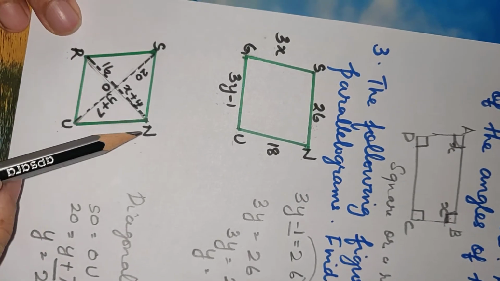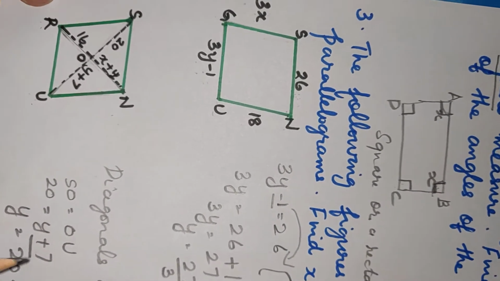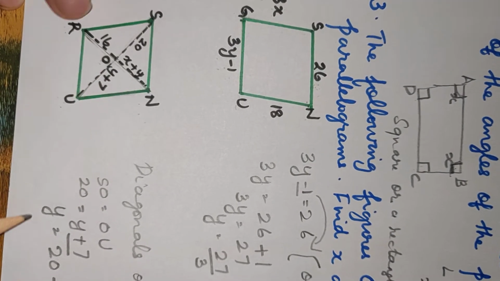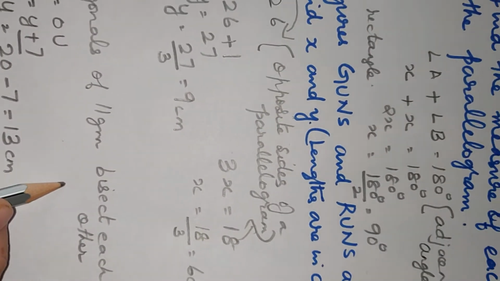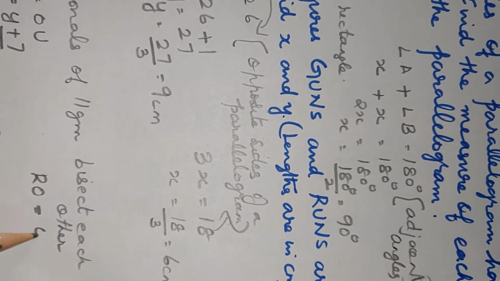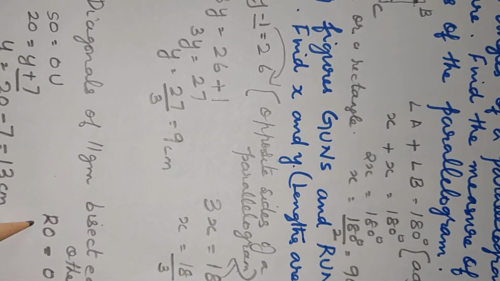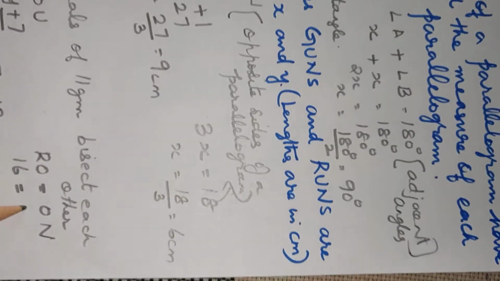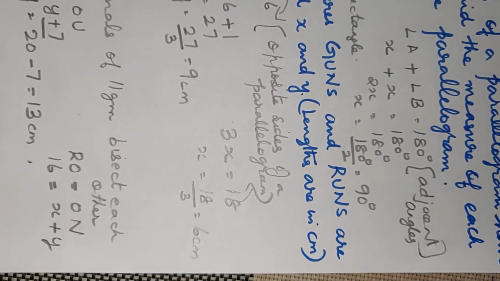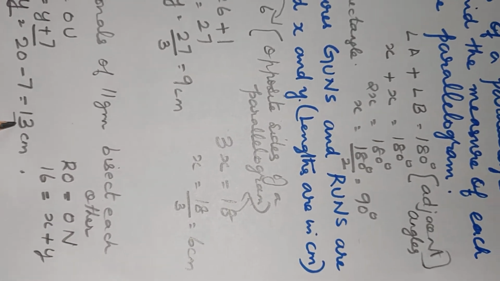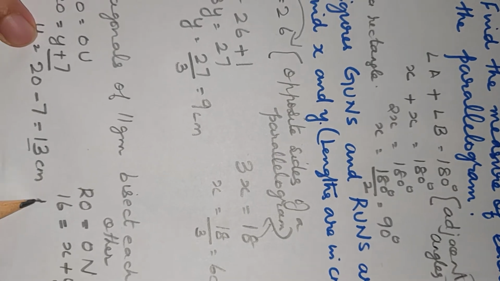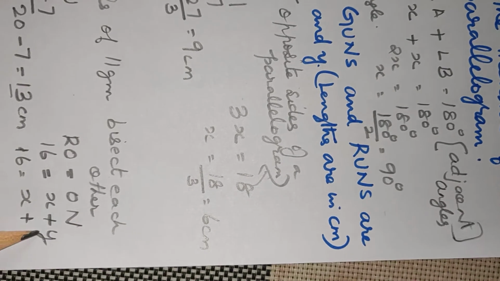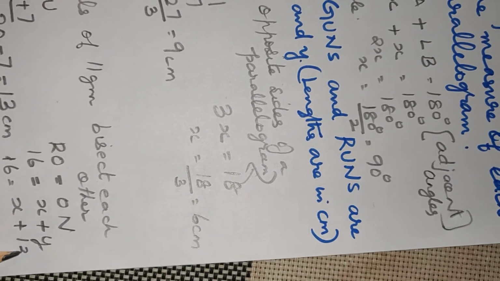Similarly, coming to the other diagonal, that is RN. I am going to split this into two equal parts, that means RO and ON. So according to the property of the parallelogram, RO should be equal to ON. And RO is written as 16. It is given already as 16, which is equal to ON, given as x plus y. And we already got the value of y as 13 centimeters. So I am going to substitute the value of y. That means 16 is equal to x plus 13 centimeters.